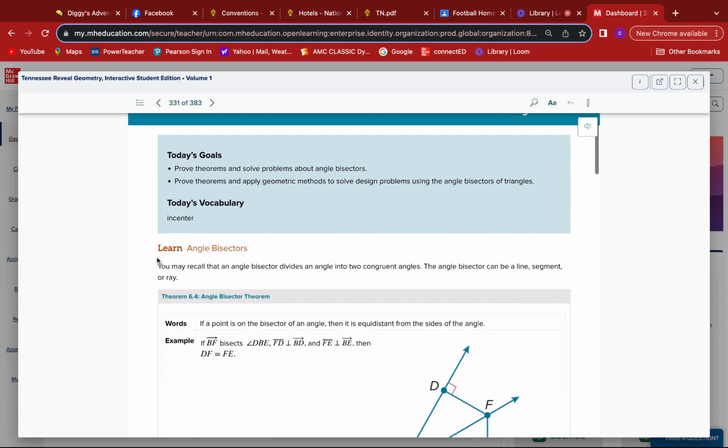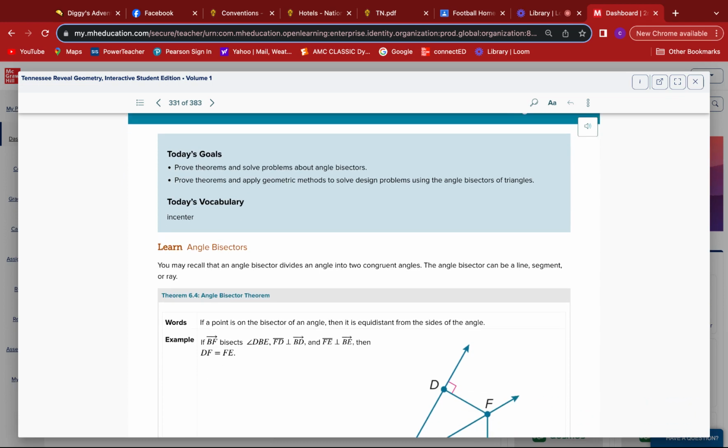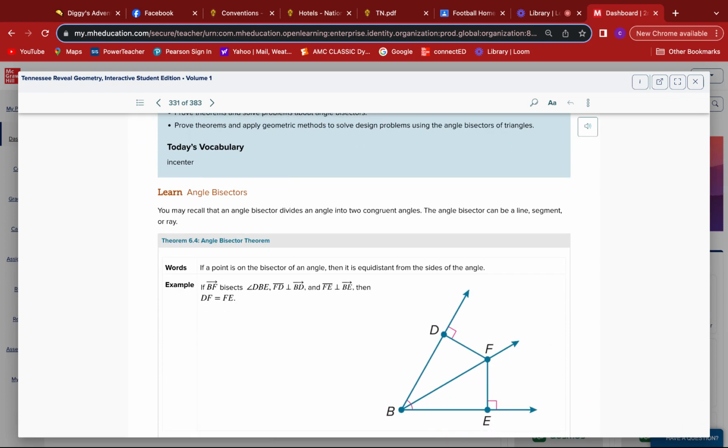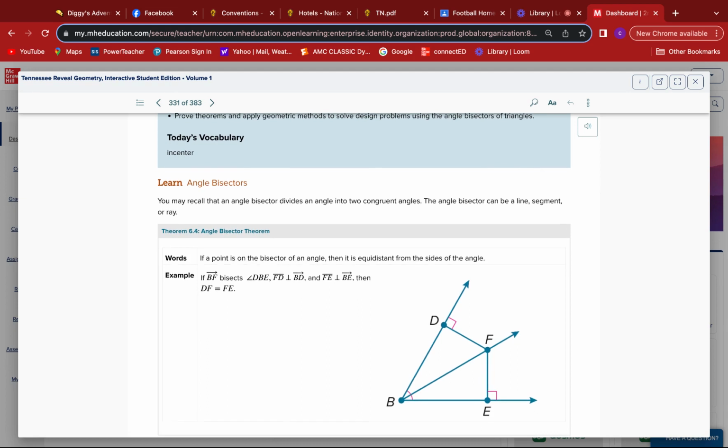Alright, so angle bisector, it's basically cutting an angle into two equal parts. Bisect means to divide it into two congruent things. Alright, so yeah, let's get into it.